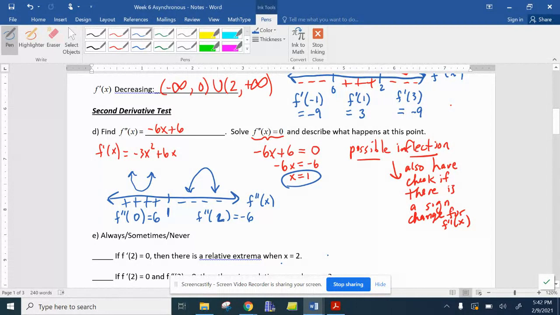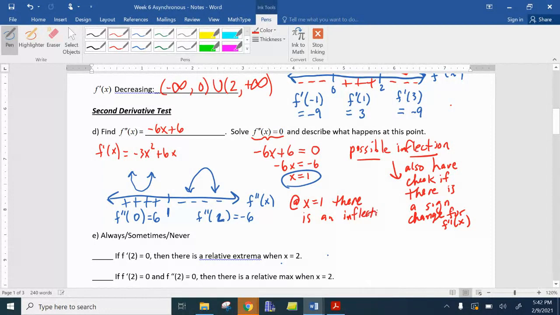So because you do change concavity at x equals 1, there is an inflection point because the sign of the second derivative changes.